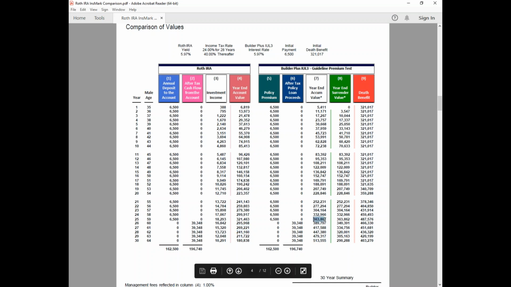Over here on the contrast, the account value, we're taking 40 out, but it's actually going up because it's taken out as a loan.